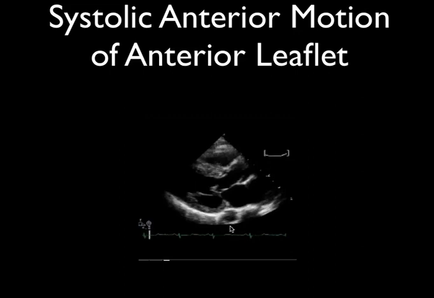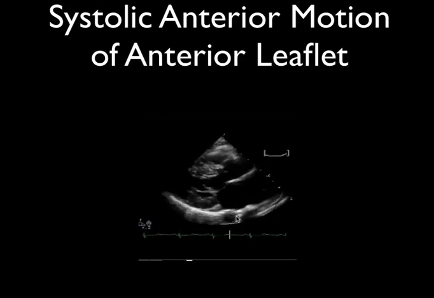Just to point out the anatomy, we can see the descending aorta in its cross-section seen right here, just posterior to the heart.